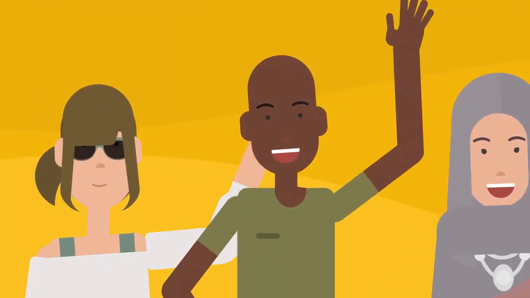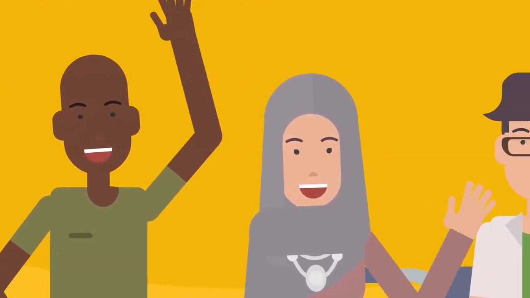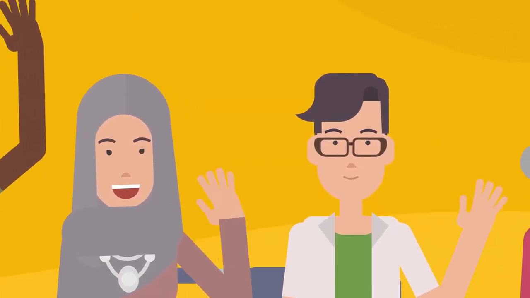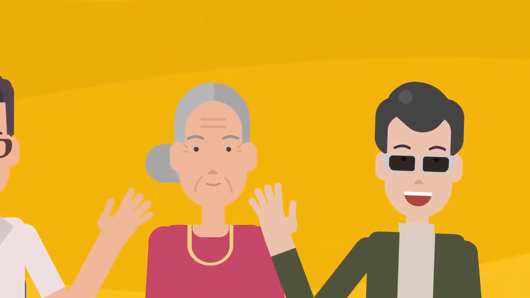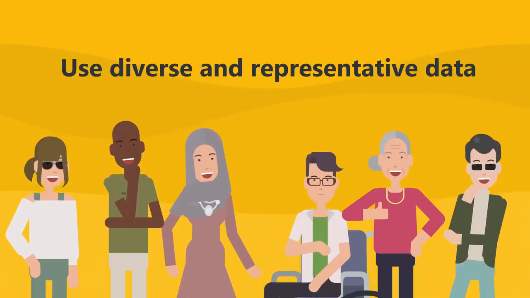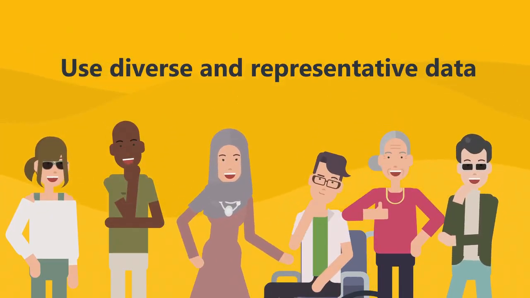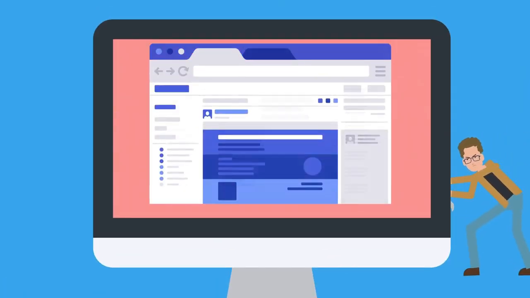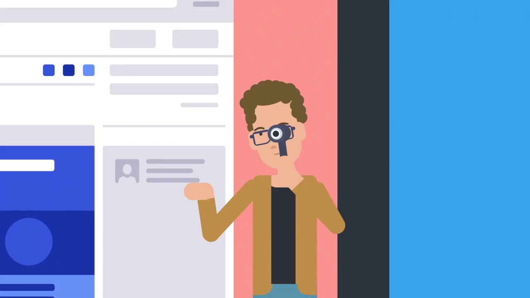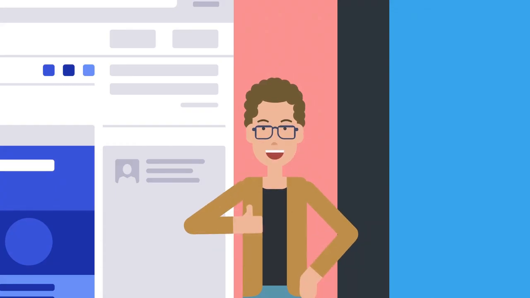That's why it's absolutely crucial to use diverse and representative data when training AI. Think of it as feeding your AI a balanced diet of information so it learns to understand and cater to a wide range of human experiences. By doing this, you're not only creating better designs, you're also upholding ethical practices and ensuring everyone feels welcome in the digital world you're building.